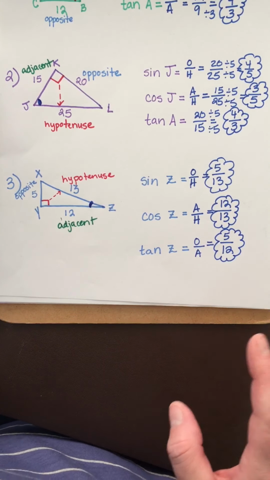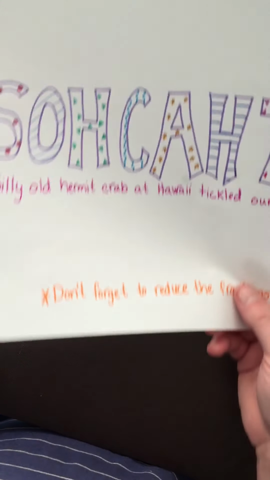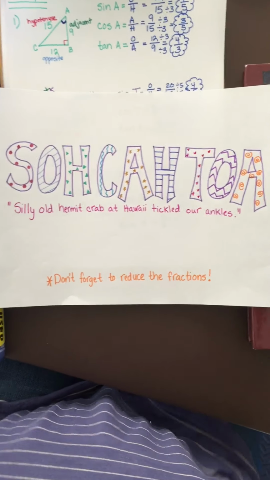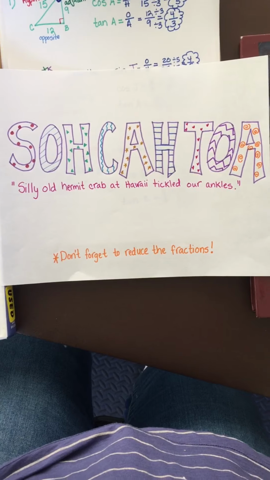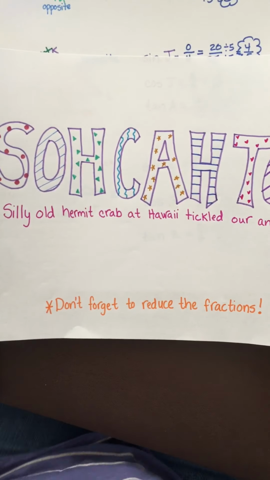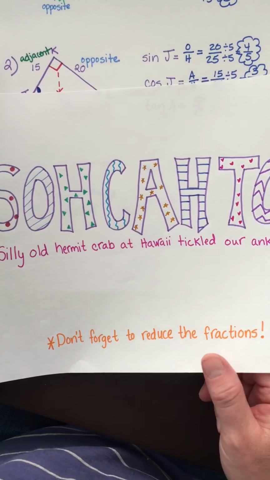All right, trig ratios. You just have to remember SOHCAHTOA: sine is opposite over hypotenuse, cosine is adjacent over hypotenuse, tangent is opposite over adjacent. Ratios are just fractions, you guys. Reduce and rock on.